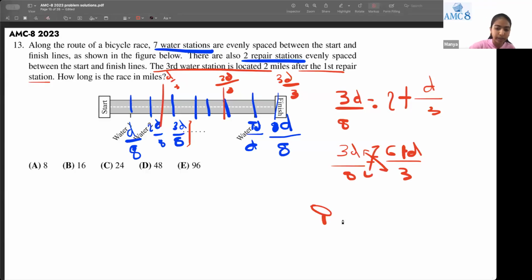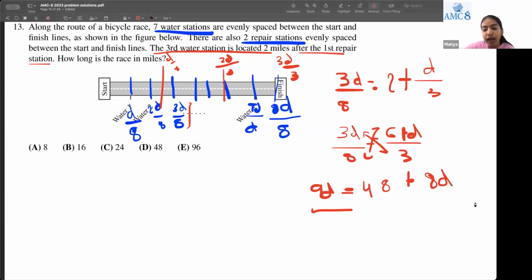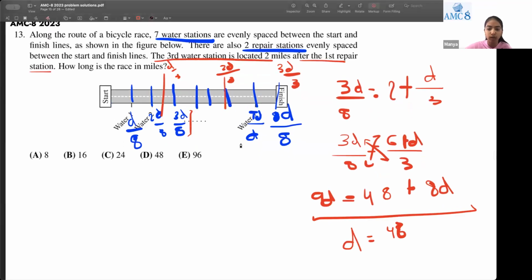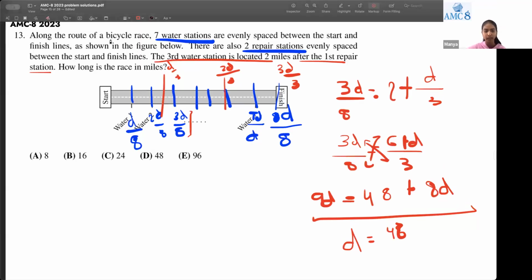9D equals 48 plus 8D. Once again, we just cross multiplied here to get rid of the fraction bar. And this is our final equation. To solve this, we can subtract 8D on both sides, and when we do that, we get that the total distance is equal to 48. That means the total distance of the route of the bicycle race is 48 miles. And that's how we got answer choice D.